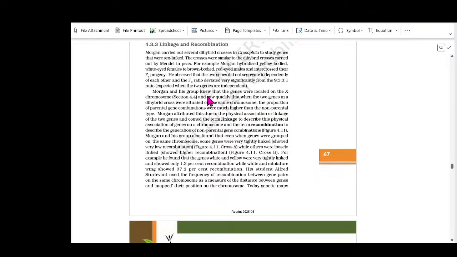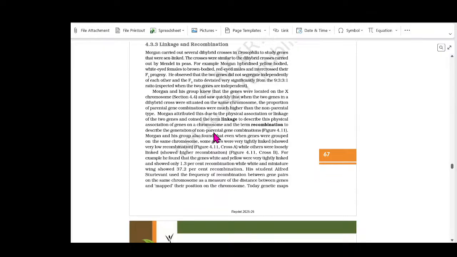Morgan and his group knew that the genes were located on the X chromosomes and saw quickly that when the two genes in a dihybrid cross were situated on the same chromosome, the proportion of parental gene combinations were much higher than the non-parental type. Morgan attributed this to the physical association or linkage of the two genes and coined the term linkage to describe this physical association of genes on a chromosome, and the term recombination to describe the generation of non-parental gene combinations.